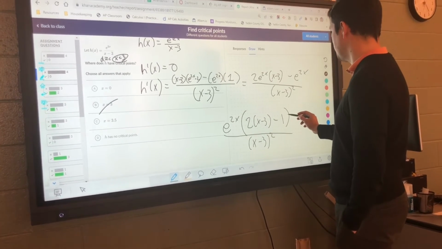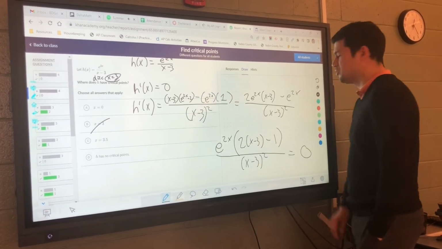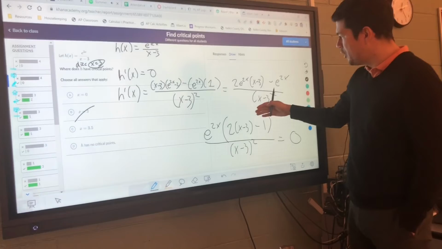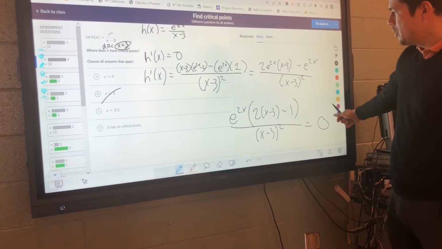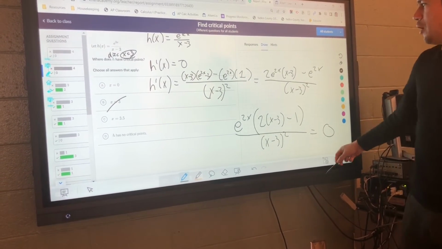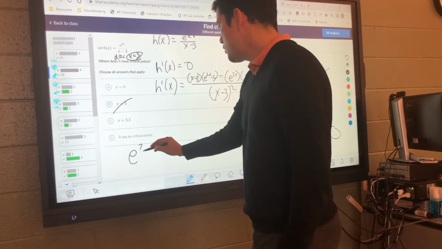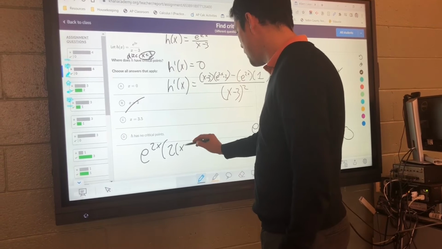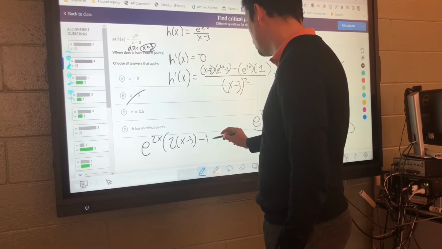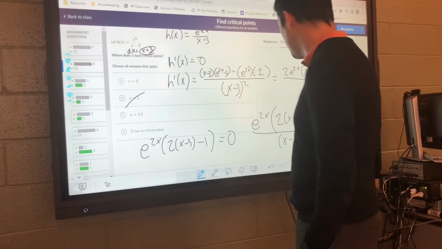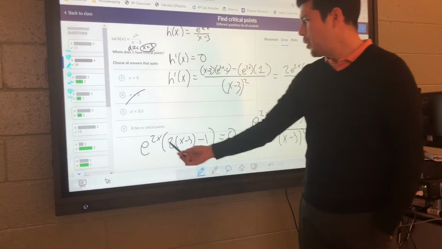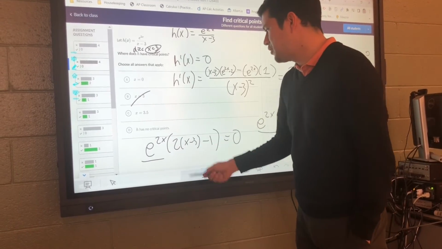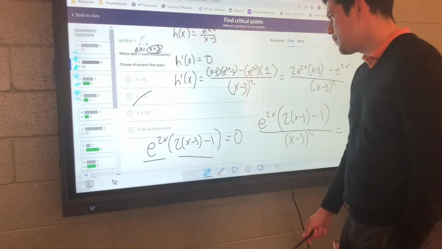That possibility does exist. All right, and so we're setting that derivative equal to 0. Thinking about fractions, the only way you can get a fraction to equal 0 is if the numerator is equal to 0. So I'm going to think of this: e to the 2x times 2 times x minus 3 minus 1 equals 0. The only way to get a product equal to 0 is if either this factor is 0, or this factor is 0. That's the zero product property.